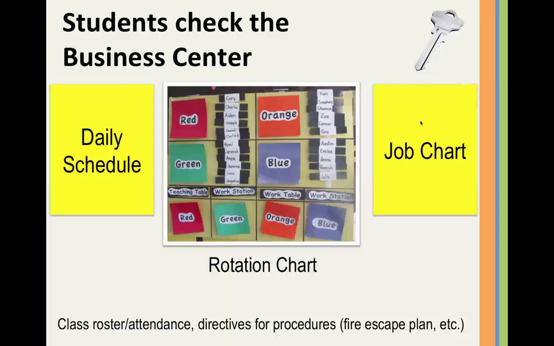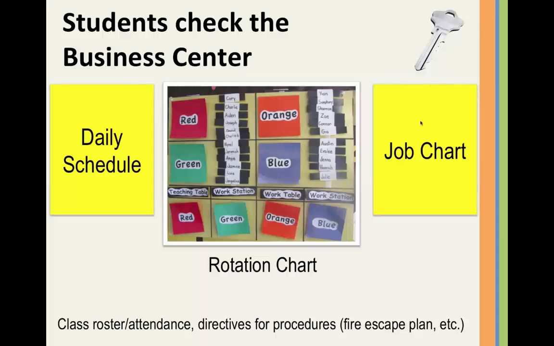Then we have a daily schedule. Most teachers have a daily schedule, but our schedules are very explicit for how we use instructional time so that the students can look at that daily schedule, look at this rotation chart, and they immediately know how their day will go anytime during the day, morning or afternoon.